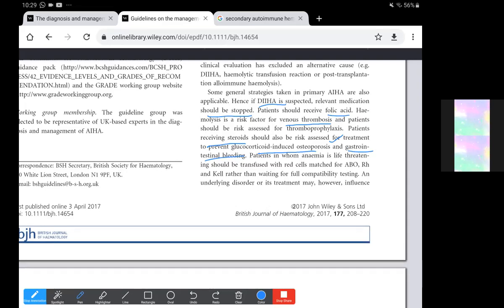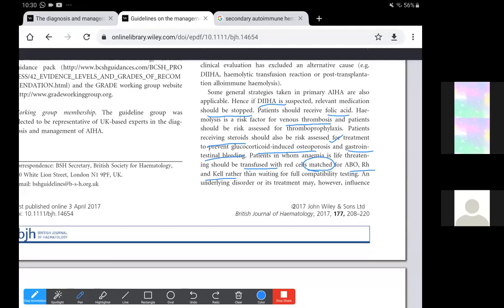And patients in whom anemia is life-threatening should be transfused with red cells matched for ABO, RH, and KEL rather than waiting. And for those who require transfusion, they mentioned that ABO, RH, and KEL should be fully matched. Before waiting for the full compatibility testing, we can proceed with this ABO, RH, and KEL matched blood transfusion. These transfusions were generally recommended especially in life-threatening conditions only.